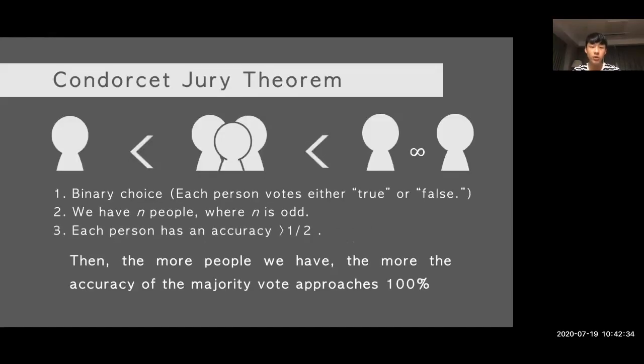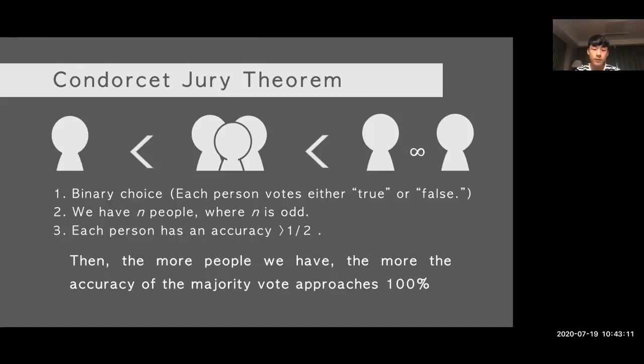So the Condorcet Jury theorem has three preconditions. First, we have n people, where the total number n of people is odd. Two, each person makes a binary choice. That is, each person votes either true or false. And finally, each person has an accuracy of over 1/2. Then, with these three preconditions, the Condorcet Jury theorem effectively states that the more people we have, the more the accuracy of the majority vote approaches 100%.